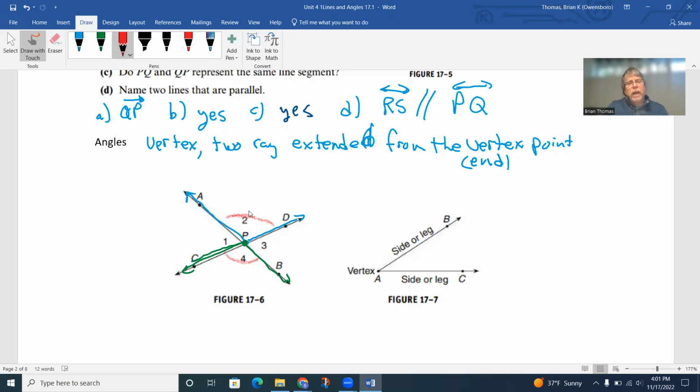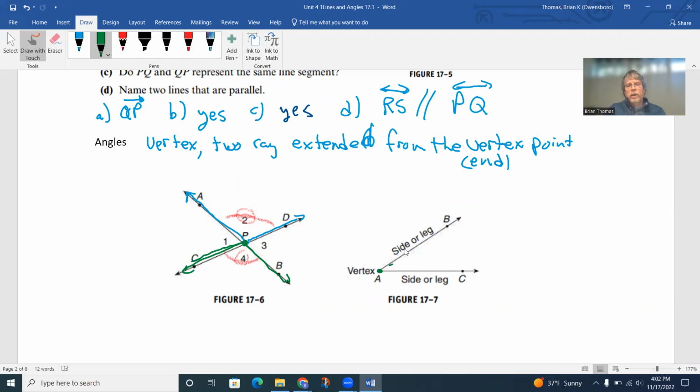So notice how angles can also be named by numbers. So this one I traced in blue would be angle 2. The one I traced in green would be angle 4. So that's kind of what we got going on here. Notice how we have this, what's called the vertex point, that shared endpoint, and we have these two sides that extend from there.